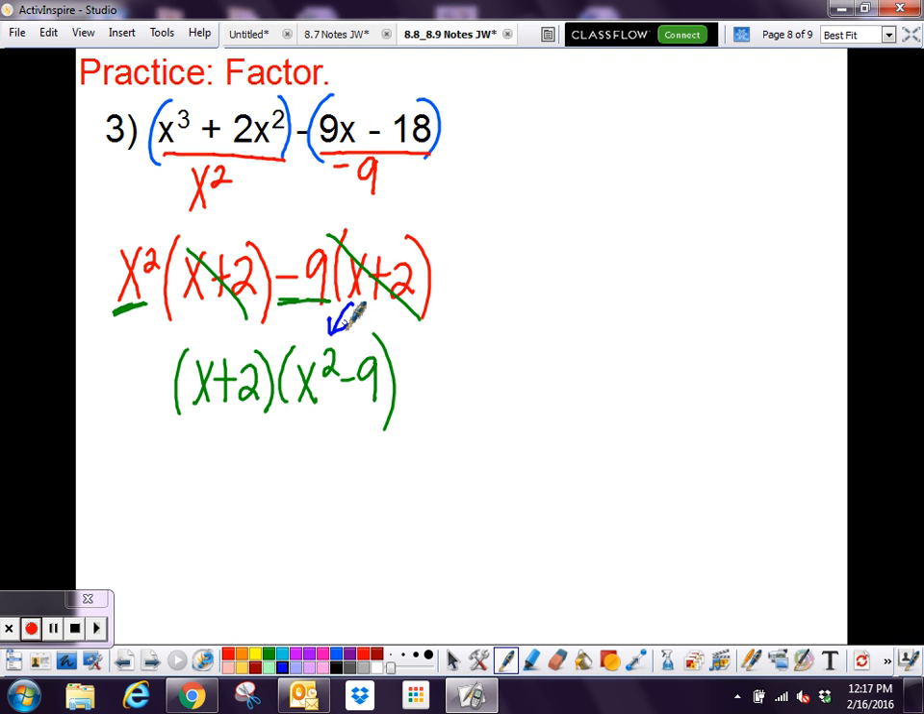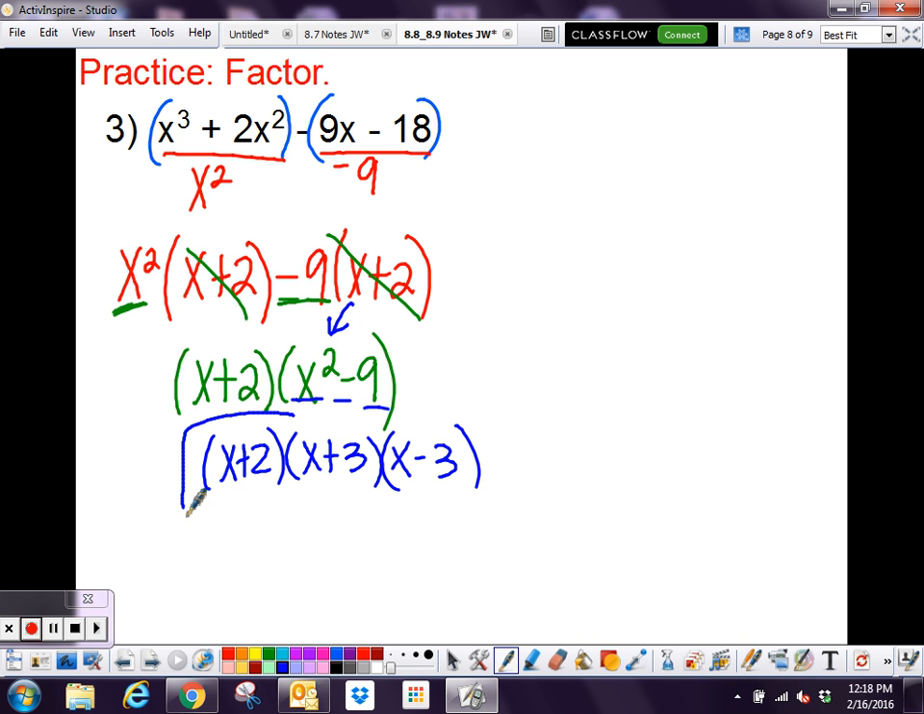So this is a binomial, so we need to check, is it a difference of squares? And it is. X squared is a perfect square. I have a minus, and 9 is a perfect square. So this is going to factor into x plus 3 and x minus 3. And don't forget about that x plus 2 that we also have. So this is our final answer here.